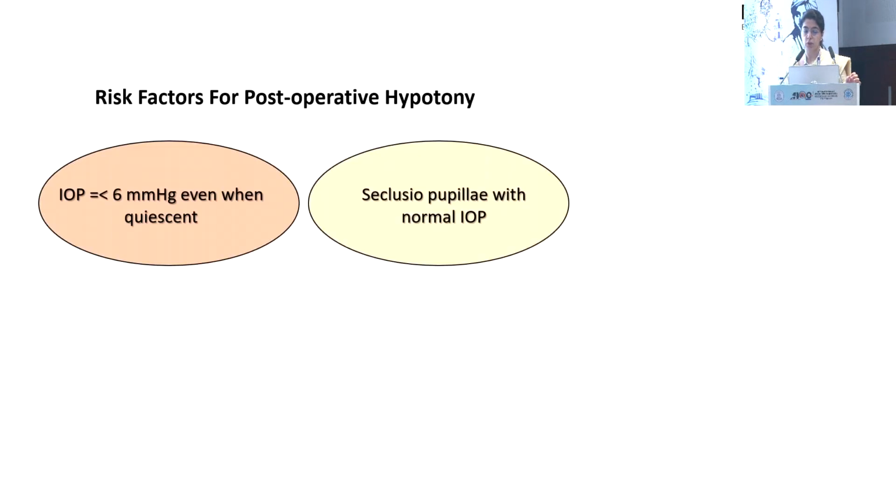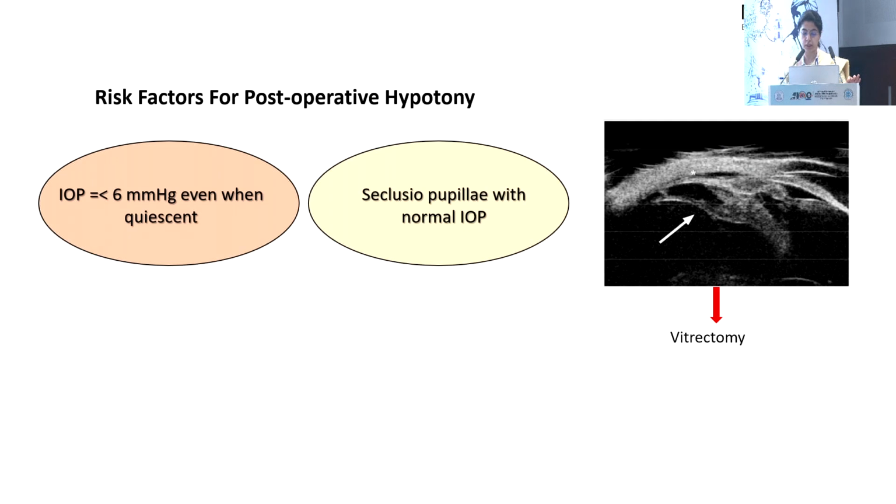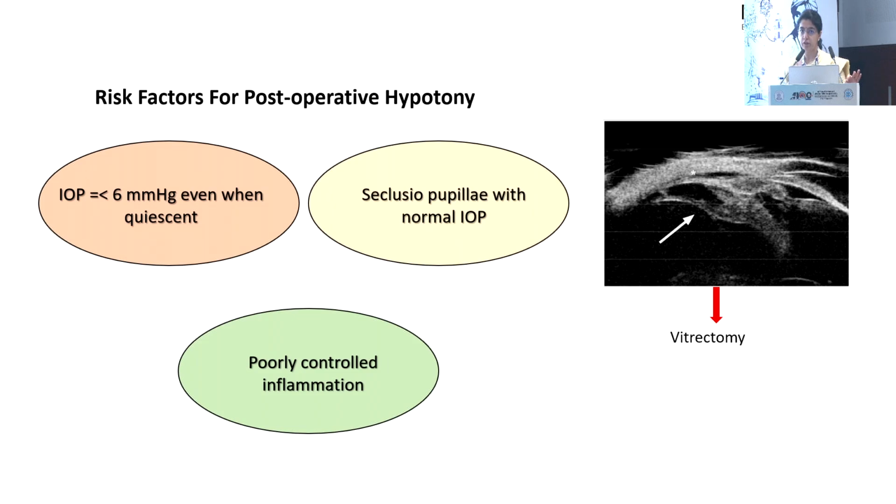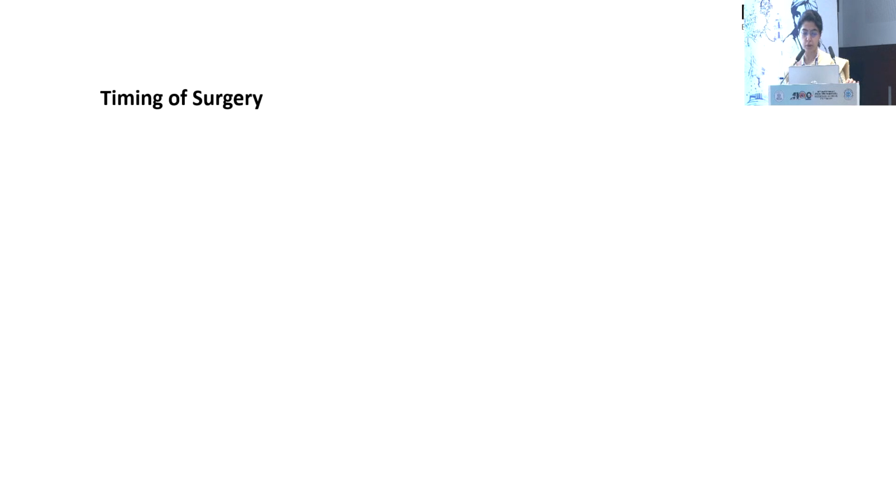Now, post-operative hypotony is more difficult to manage than an increase in IOP. The indicators of post-op hypotony are intraocular pressure less than 6 millimeters even when the eye is quiescent. When there is seclusio pupillae with a normal IOP, please get a UBM done. If you see ciliary body bands or fibrosis, please plan a vitrectomy in these eyes. When the inflammation is poorly controlled, these eyes are also at risk of post-op hypotony.